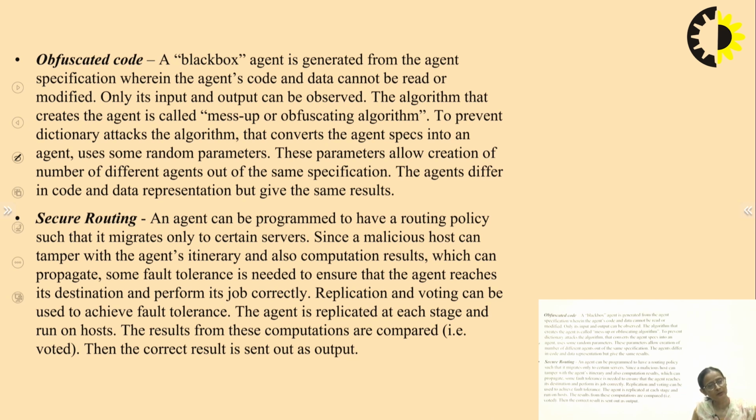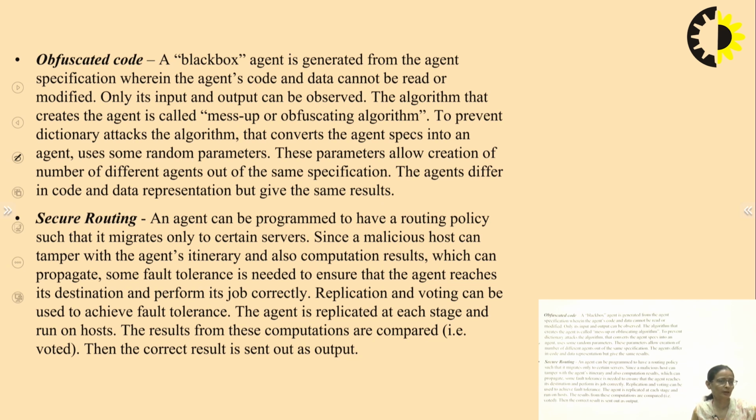Another important security measure is secure routing. An agent can be programmed to have a routing policy such that it migrates only to certain servers, and these servers are the authenticated ones. Since a malicious host can tamper with the agent's itinerary and also computation results, which can propagate, fault tolerance mechanisms are included in the secure routing protocol so that the agent reaches its destination and performs its job correctly.